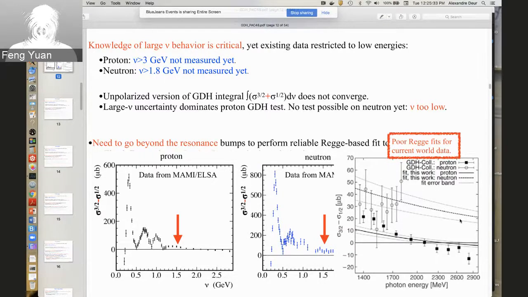You say that Q square equals zero is what you're going to measure here, right? And Q square equals zero will study the transition between the DIS and diffractive regime. Can you elaborate a little bit more? I'm kind of confused about this statement.